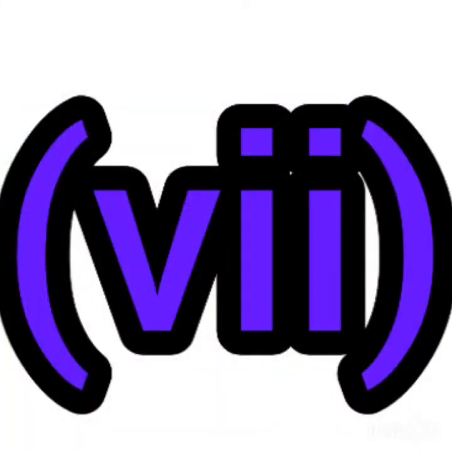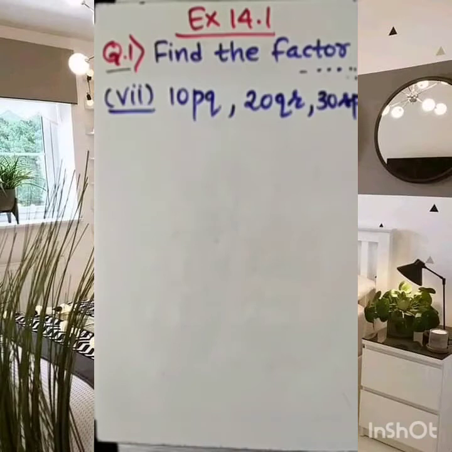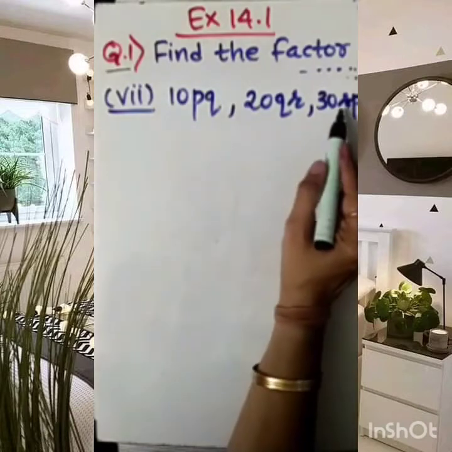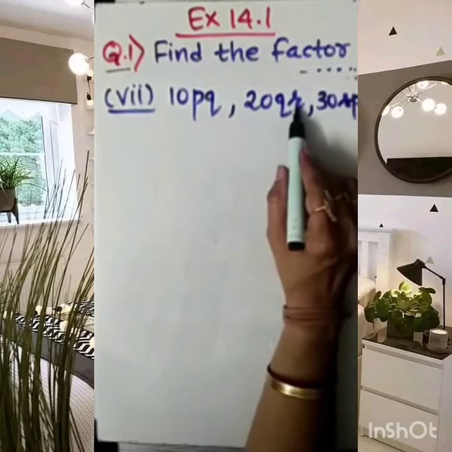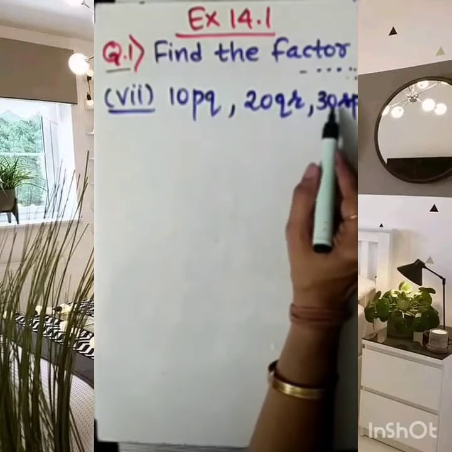So dear students, question 7 is on your screen here. You can see 10PQ, 20QR and 30RP. Please consider this R, 30RP.